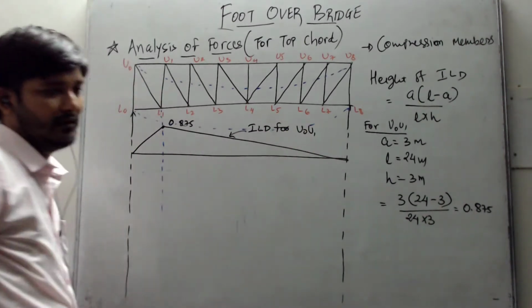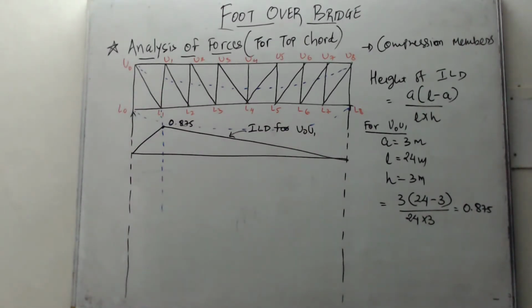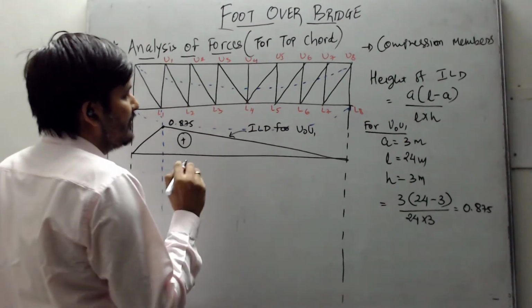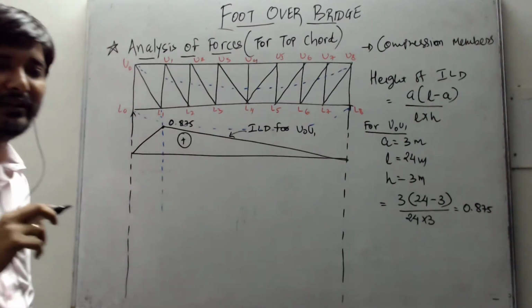Now we need to take some sign convention. So compression is positive, tension is negative. So this is in compression, so we write it here positive. Compression positive, tension negative, that is the sign convention we are taking.